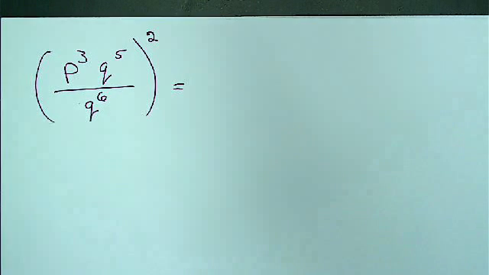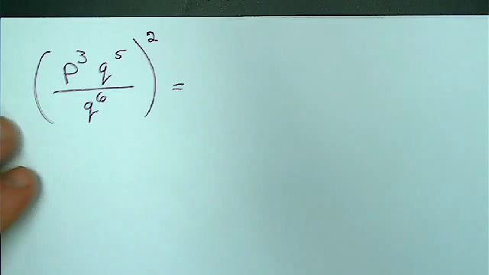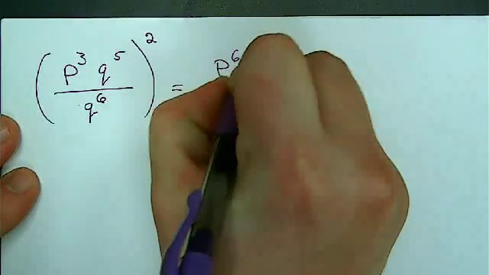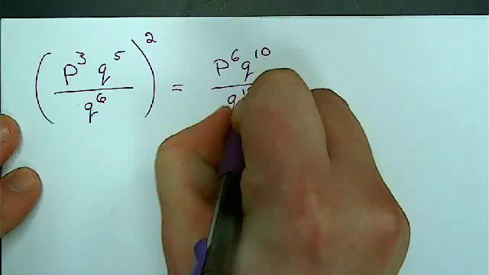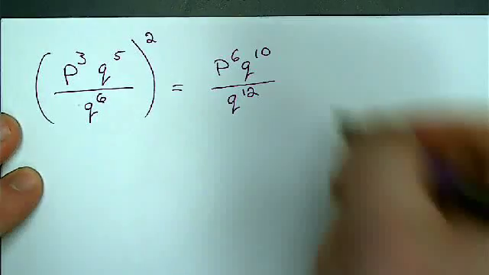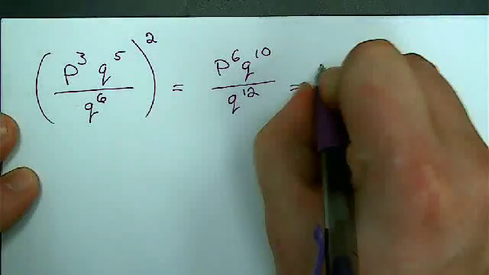So, guys, what do you want to do first? Let's get through the first step, Janelle. P to the 6th, Q to the 10th, over Q to the 12th. Awesome. Then you have to subtract 10, so you get Q to the 6 over Q to the 2nd.